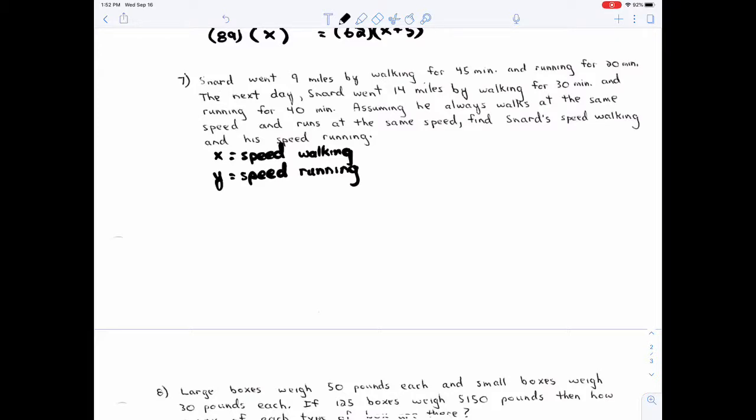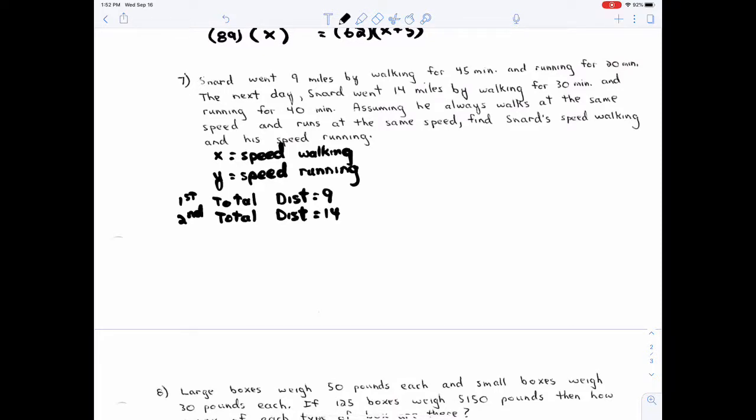Okay? And then we're going to say the first total distance equals 9, and the second total distance equals what? 14. Okay, again, each of those, what's the total distance? It's the sum of the two distances. I'm not going to write that down for lack of space.